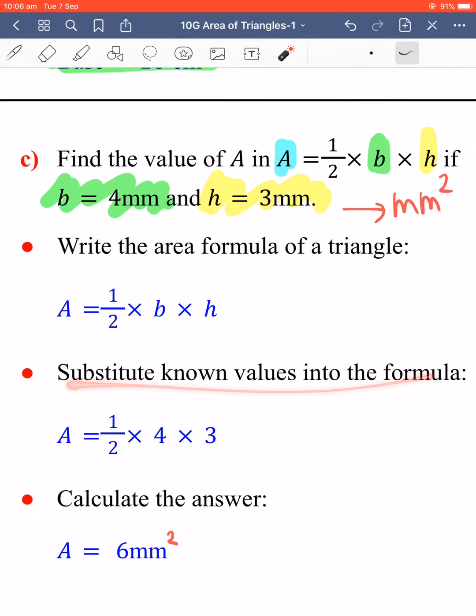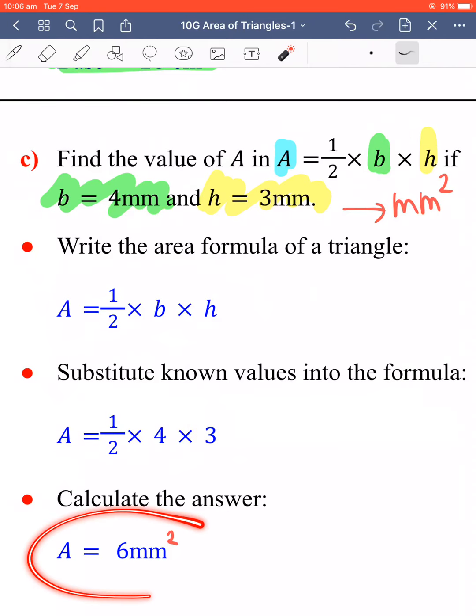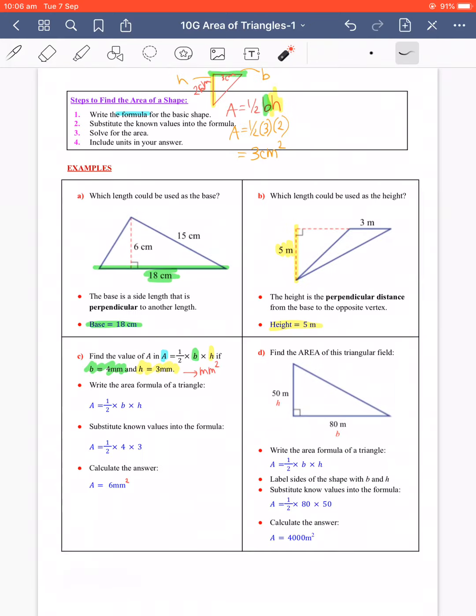We substitute our known values. So we put in our 4 for our base and our 3 for our height. And then we end up with our answer of 6 millimeters squared. And again, it has to be squared because we have area, which means we're multiplying the two sides together.